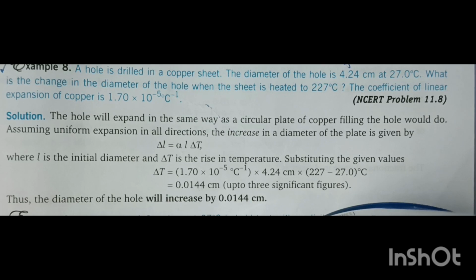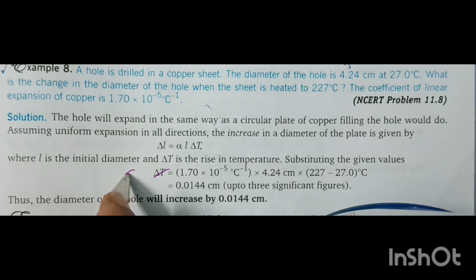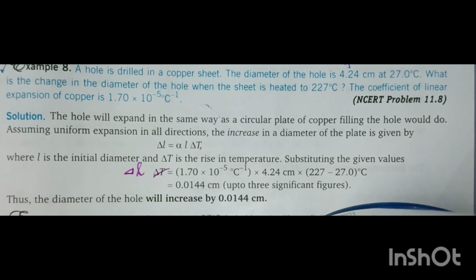So the answer we are getting is 0.0144 centimeter. So the diameter of the hole will increase by 0.0144 centimeter. Here it is not delta T, it is actually delta L. So delta L is equal to 0.0144 centimeter. If the initial length was 4.24, then the final length will be 4.24 plus 0.0144 centimeter. So that we have to understand.